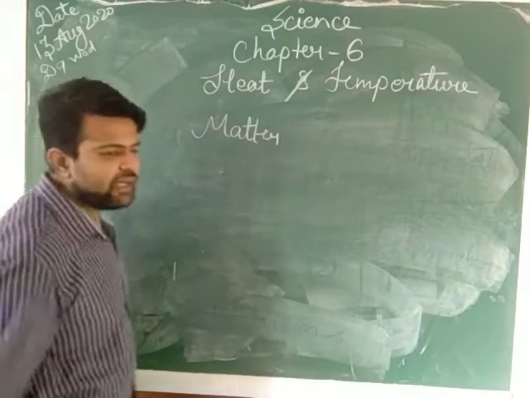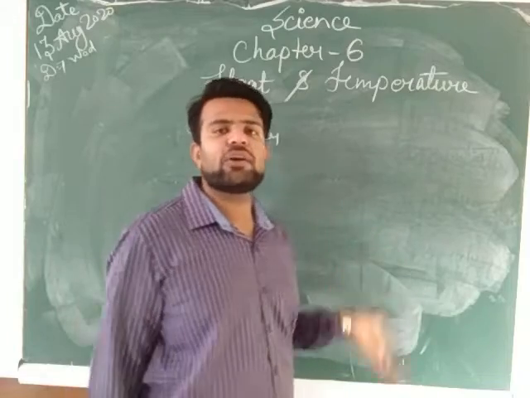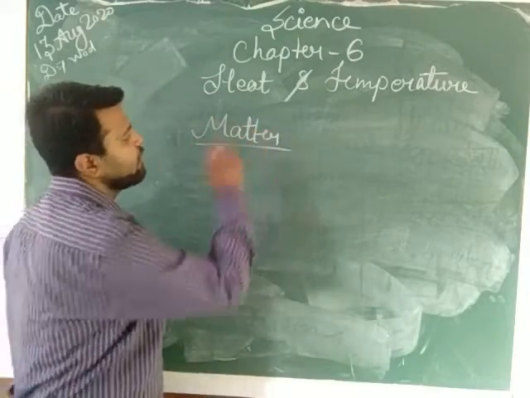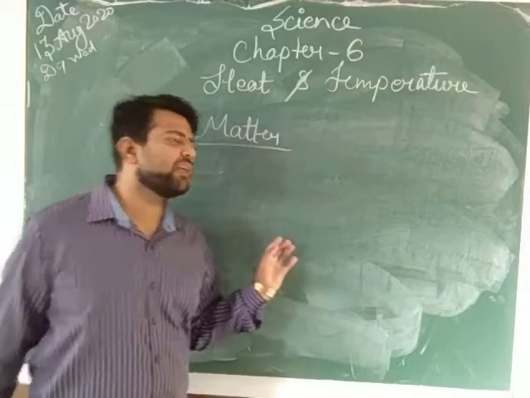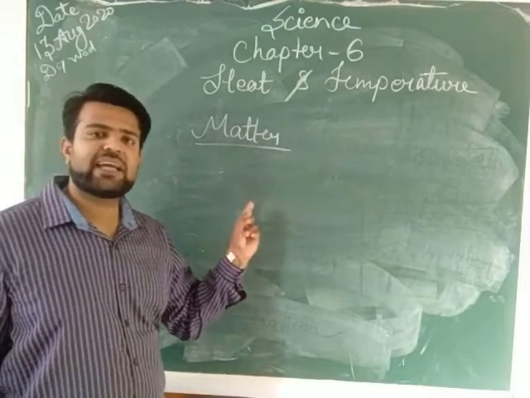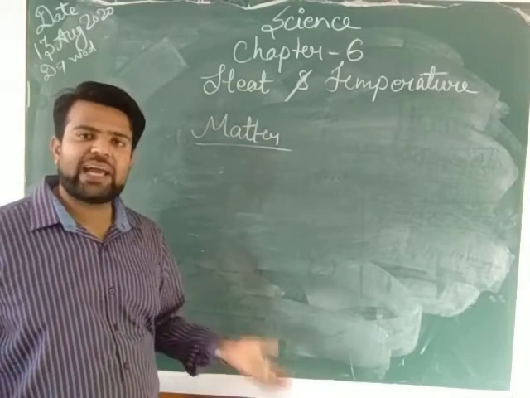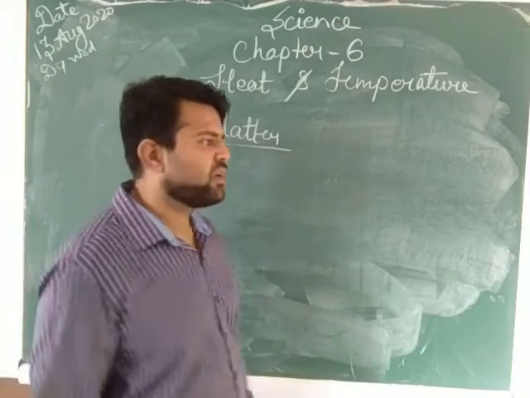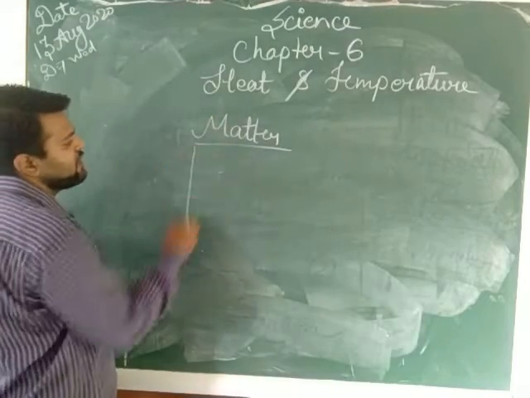My dear student, everything that occupies space and has mass is known as matter. What is matter? Matter is something that occupies space and has weight. Everything that has weight and occupies some space is known as matter. So there are three states of matter.